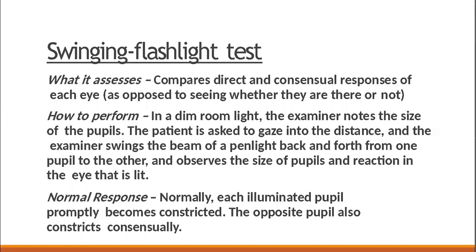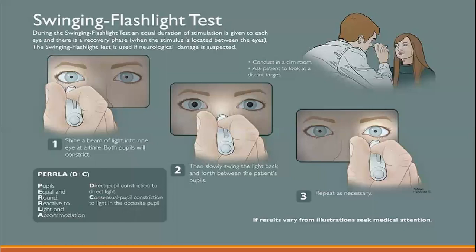But if I shift the light from the right eye to the left eye, and the left pupil, instead of constricting, dilates, that means there is some problem in the afferent pathway of the left nerve. That is called a relative afferent pupillary defect, and it is very easily detected by the swinging flashlight test. First shine light into the right eye, then slowly swing the light from right to left and left to right. Normally there will always be constriction when I shift the light from right to left, in the left eye.